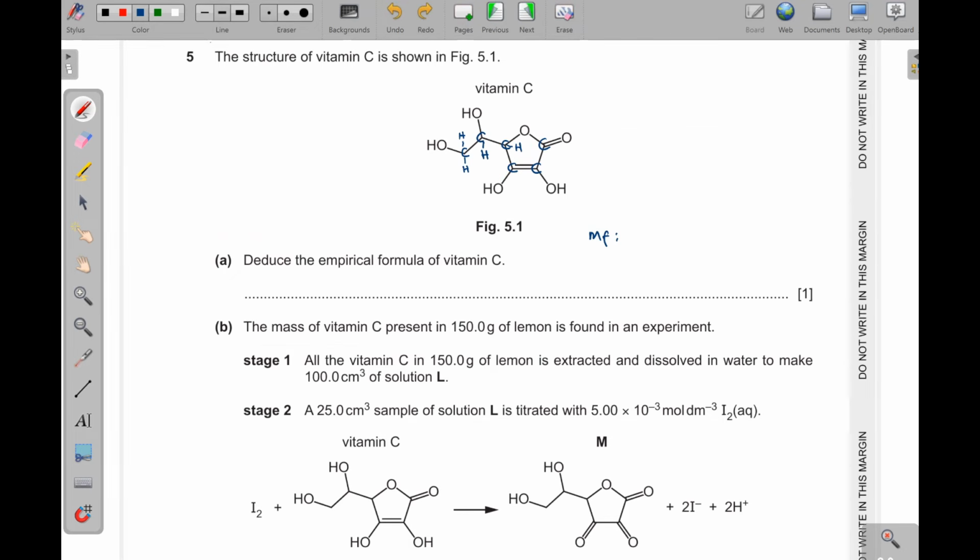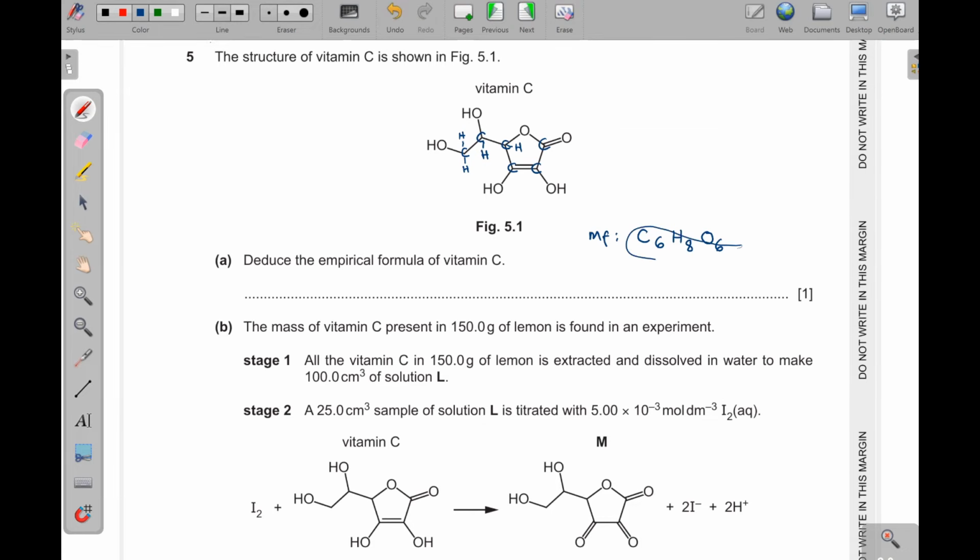So how many carbons do we see? We are seeing carbons, then hydrogens, and then oxygens. Carbons are 1, 2, 3, 4, 5, 6. Okay, so we shall put a 6 here. And then hydrogens, 1, 2, 3, 4, 5, 6, 7, 8. Those are 8. And then all oxygens, 1, 2, 3, 4, 5, 6. So we are going to have a 6 here.